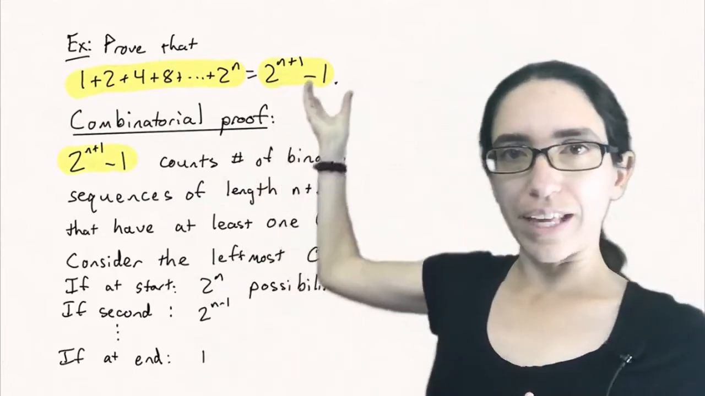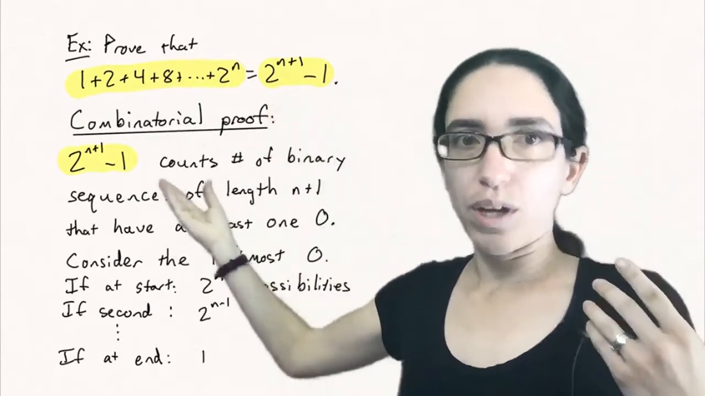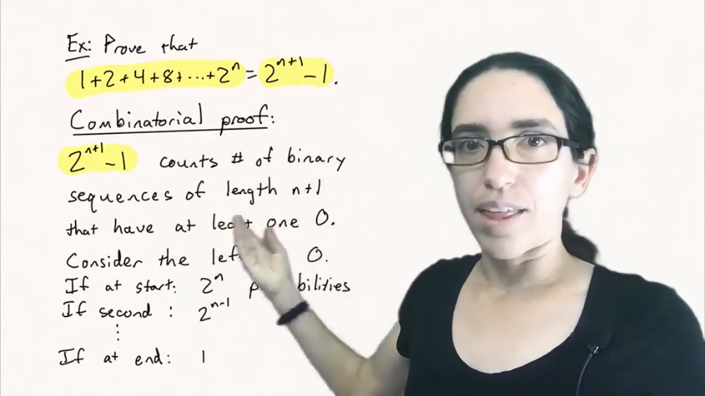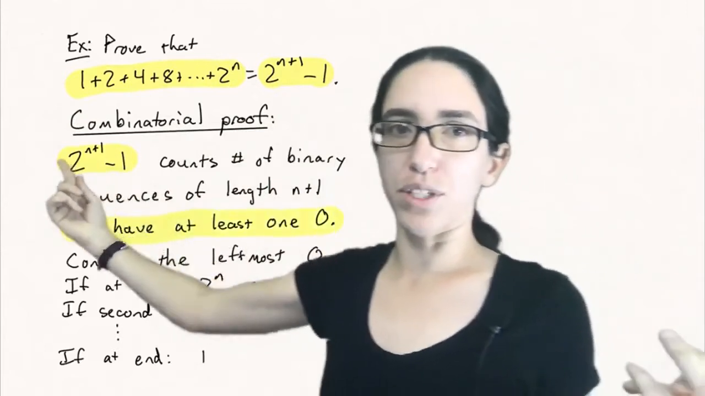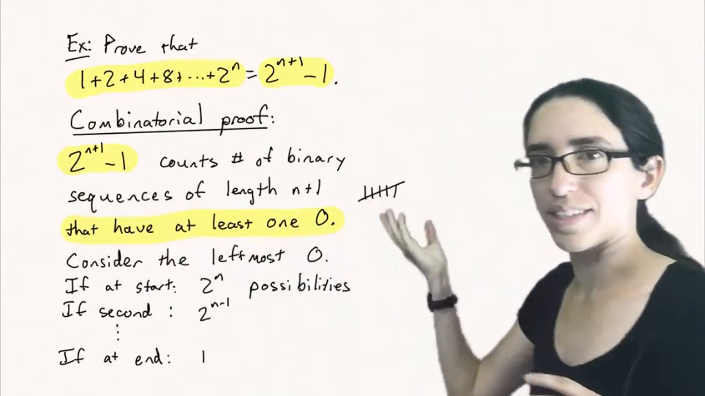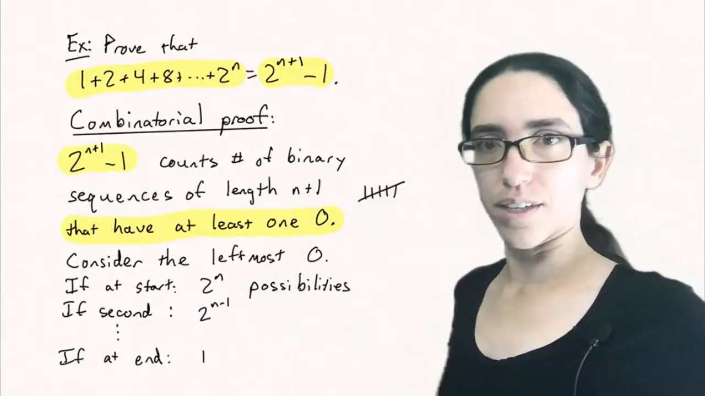So again, let's start on the easier looking side and come up with what set does that count? Well, one thing it counts is the number of binary sequences of length n plus 1 that have at least one zero. So the 2 to the n plus 1 is just binary sequences, but we're subtracting one. Let's subtract the all one sequence. So imagine we throw that one out and all the rest of the binary sequences we count.